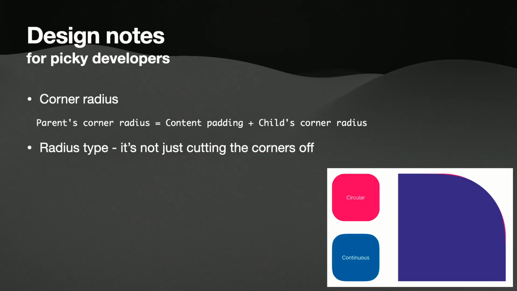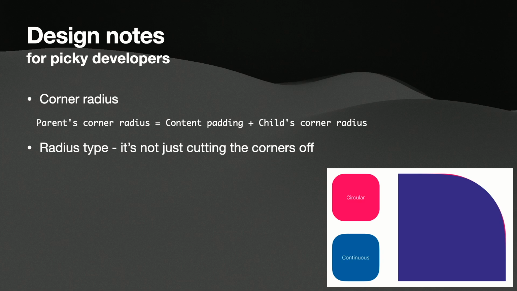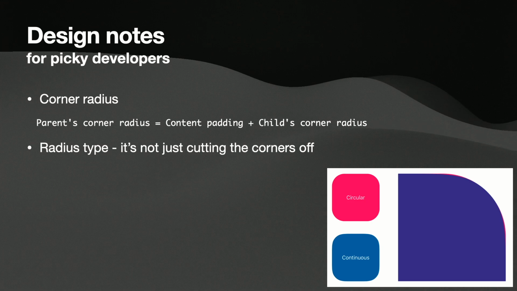Just some little picky notes if you're defining custom shapes because you've got a custom view for your button. That's the formula for the inner and outer corner radius, and just make sure you're setting the same radius type between the two shapes. The continuous and circular are ever so slightly different, and if you've got them stacked right on top of each other, it can look a little bit funky.